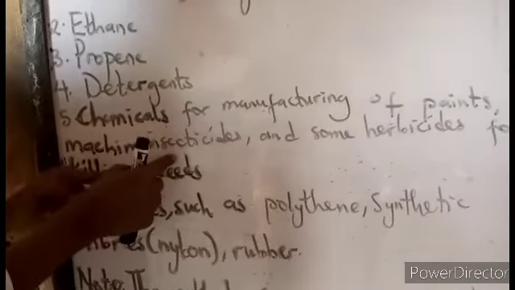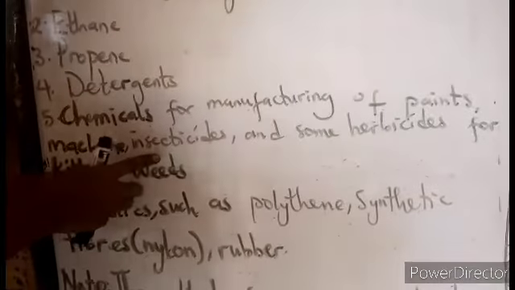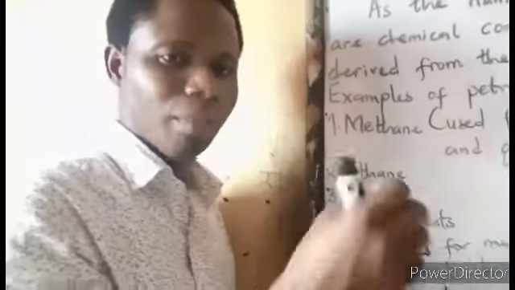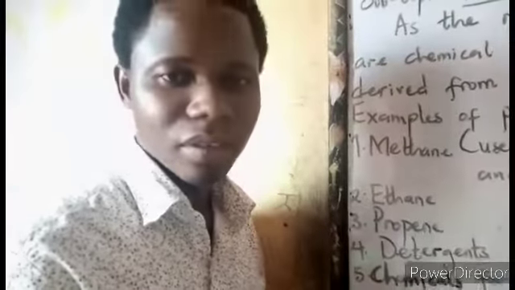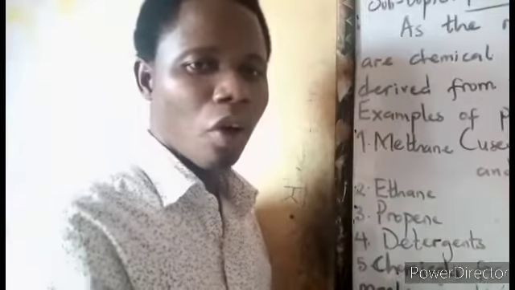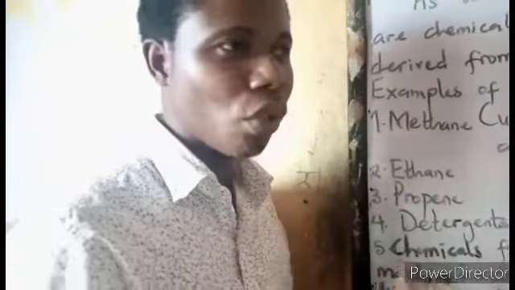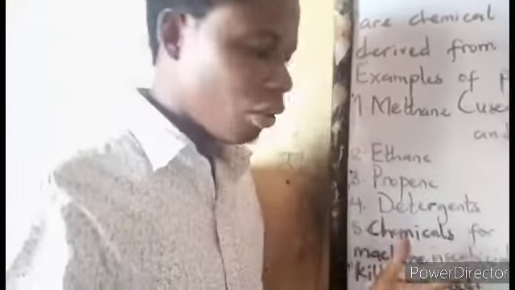Insecticide. You know the meaning of insecticide now, of course. The kind of chemical that is mixed together to kill some insects at home. Example of insecticide, we have something like Raid. Yes, Raid can be used to kill cockroaches, mosquitoes and houseflies.